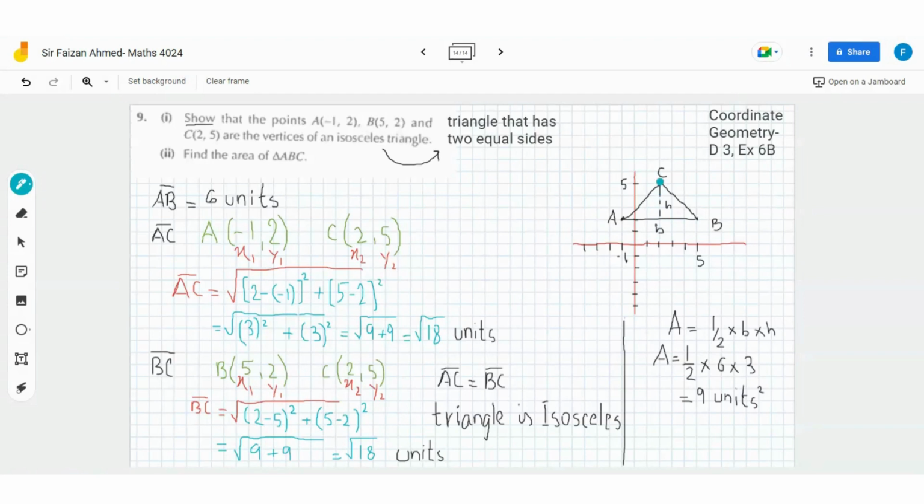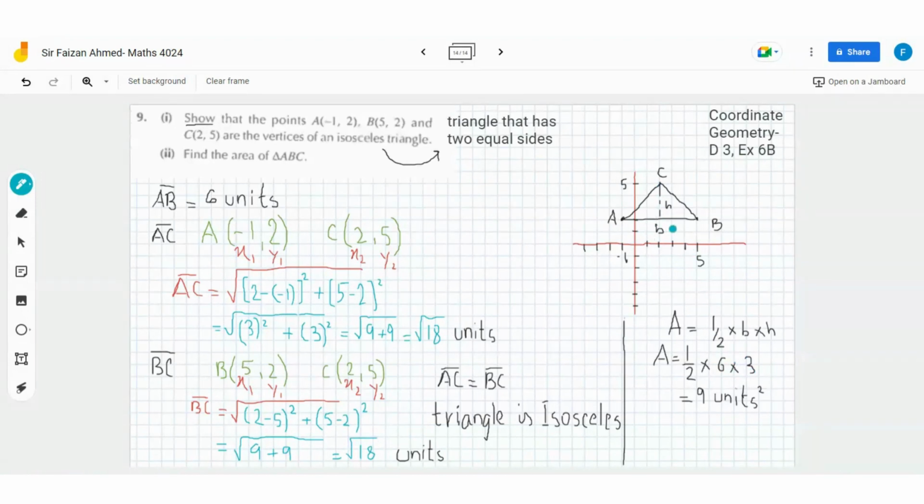So this is the height of the triangle, which I have written as h, and this is the base of the triangle. Since these two are horizontal and vertical, we will just count the number of boxes. The base is 1, 2, 3, 4, 5, and 6. So the length of base is coming out as 6. And what about the height? The height is 1, 2, and 3. 3 boxes. Since one box is equal to 1 unit, this is 3 units. The height is coming out as 3 units.